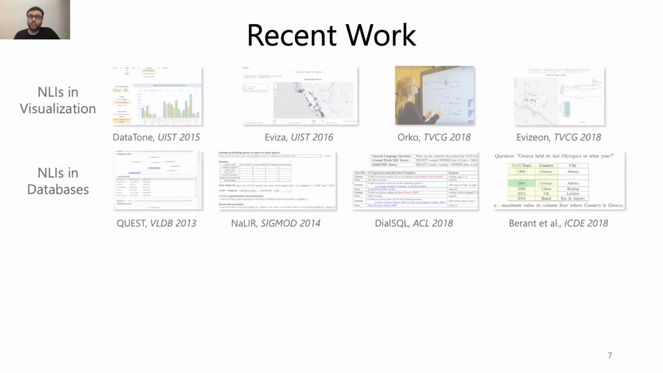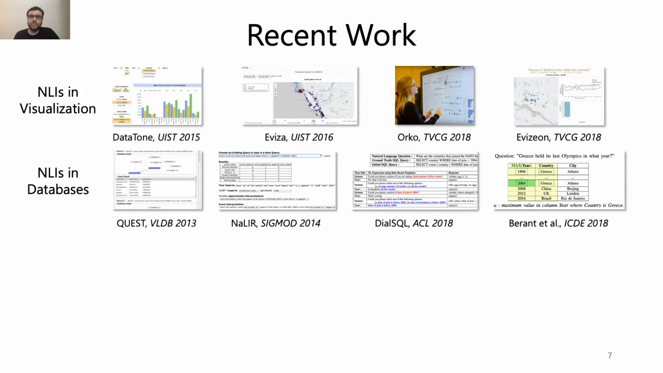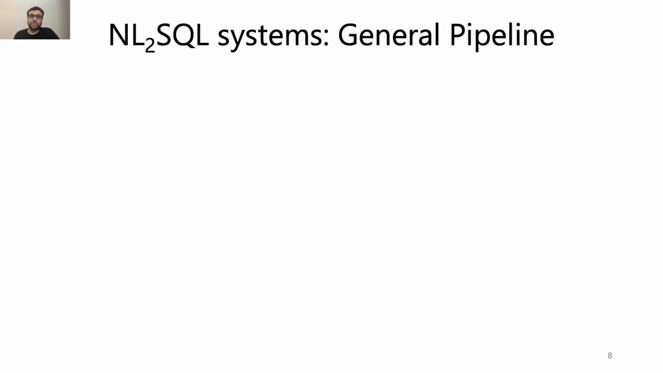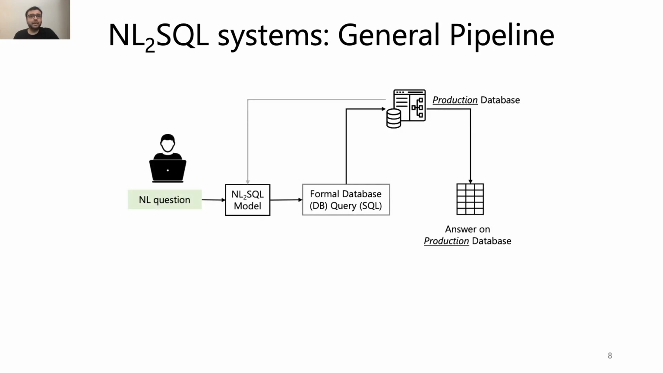There has been much work in the HCI and database communities to explain and correct system responses using natural language and visualizations. There has also been a recent surge in deep learning-based frameworks that are pushing the boundaries of NL to SQL translation. In this work, we leverage RATSQL, a state-of-the-art framework, as our NL to SQL backend. As described earlier, this is a standard NL to SQL pipeline.